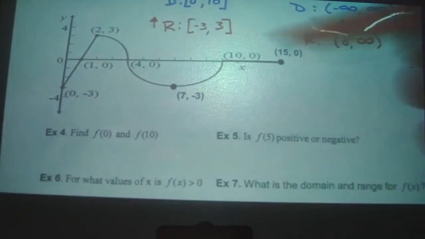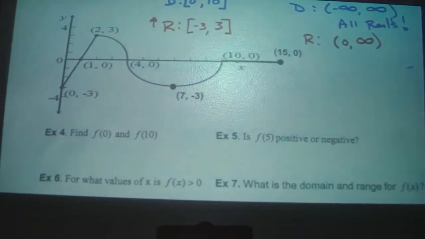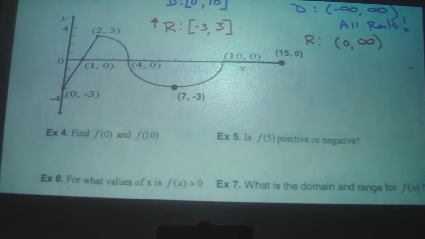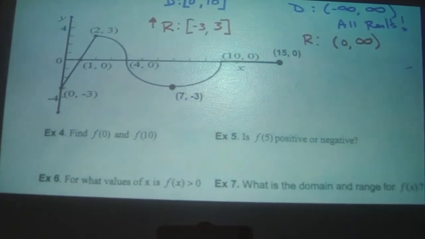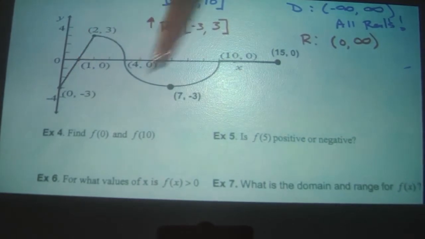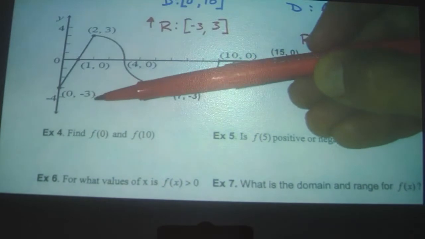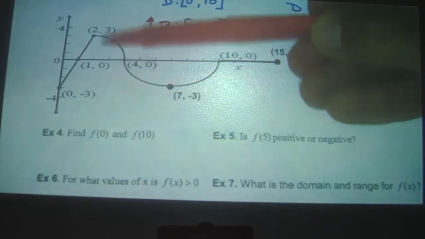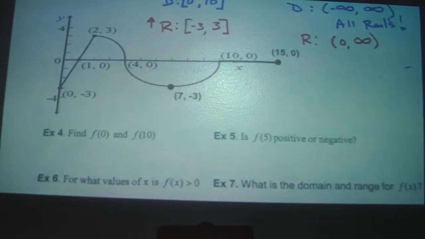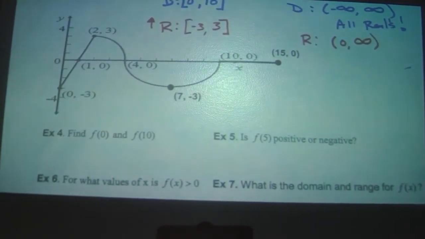Now they're going to give you graphs. Okay. And now they're going to start asking you questions about this graph. All right. So this is my graph. Domain goes from 0 all the way to 15, and my range goes from -3 all the way to 3. That's the lowest y value, highest y value. And they're asking you questions. The first question is to find f of 0. And then we'll find f of 10.